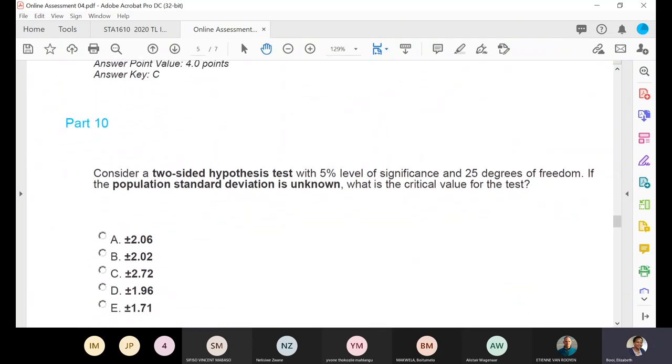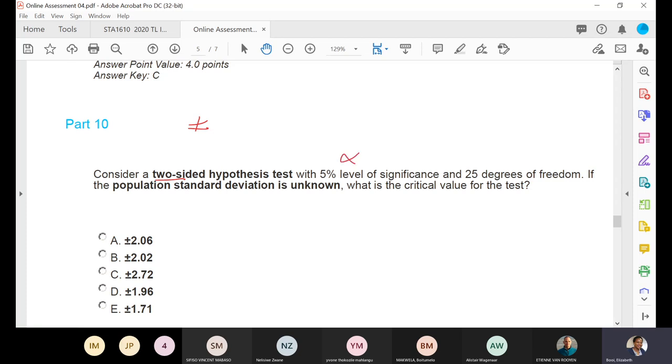Consider a two-sided test with a 5% level of significance and degrees of freedom. Here they say a two-sided test, so it means not equal, with a 5% level of significance, which is our alpha, and the degrees of freedom. So our alpha of 0.05, and the degrees of freedom of 25.